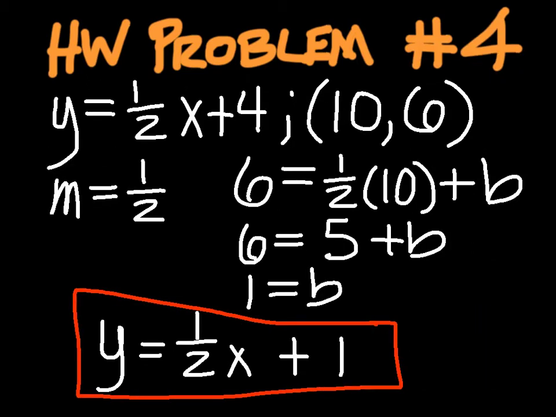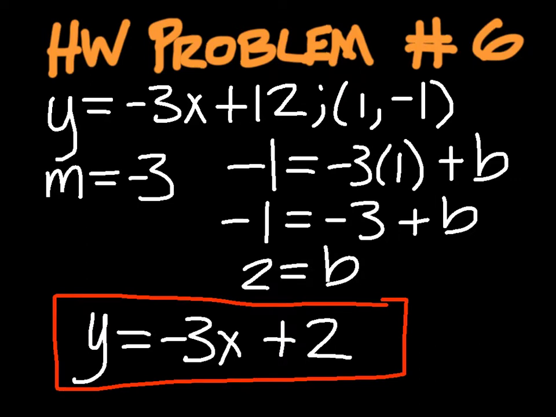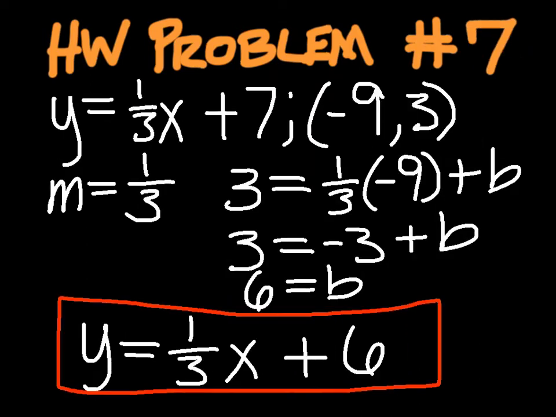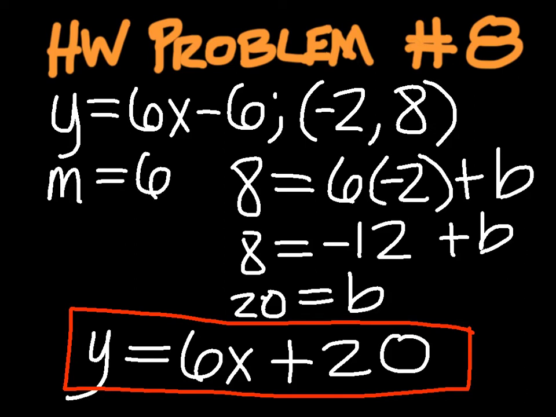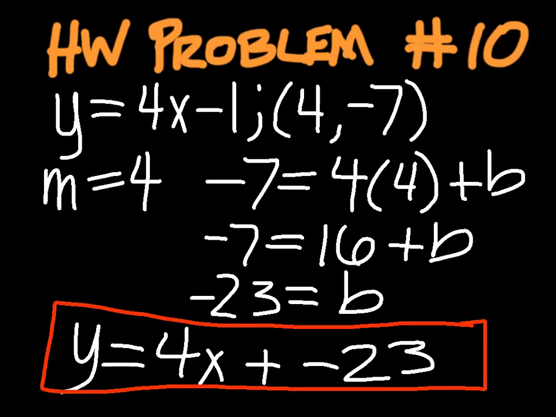Okay, number 4 is y equals 1/2 x plus 1. Number 5 is y equals 7x plus 18. And number 6 is y equals negative 3x plus 2. Number 7 should be y equals 1/3 x plus 6. Number 8 should be y equals 6x plus 20. And number 9 should be y equals negative 2x plus 6. Number 10 should be y equals 4x minus 23, or plus negative 23.